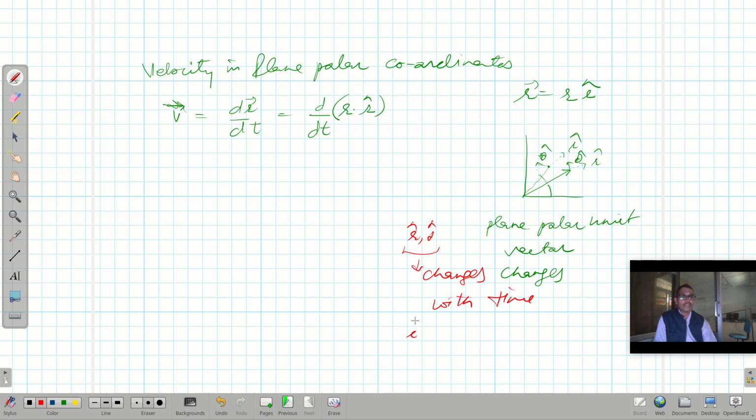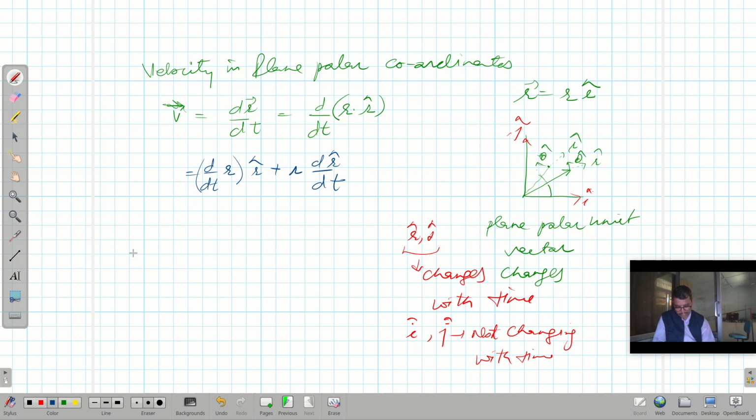But on the other hand, i cap and j cap, because this is the i cap direction and this is the j cap direction, are not changing with time, right? So let me take its derivative. The derivative of the first quantity with the second remaining as it is, plus the first quantity as it is and the derivative of the second quantity, because I will apply the chain rule here.